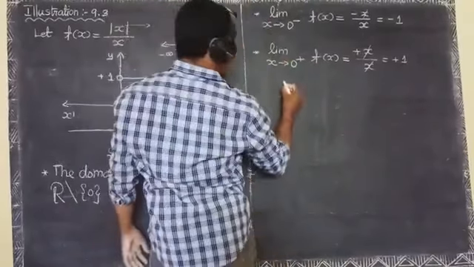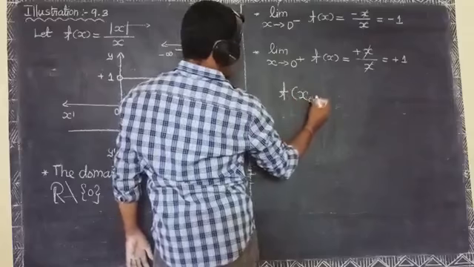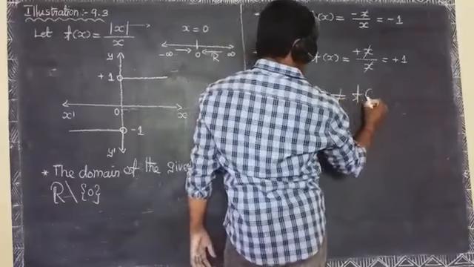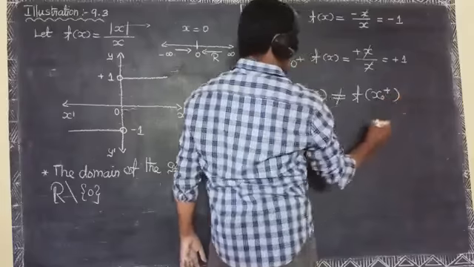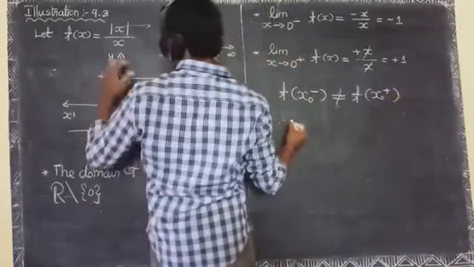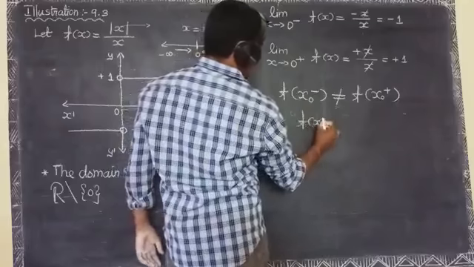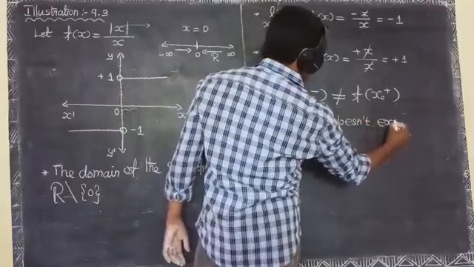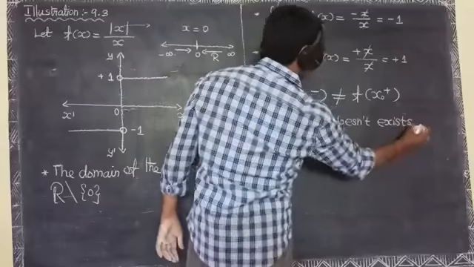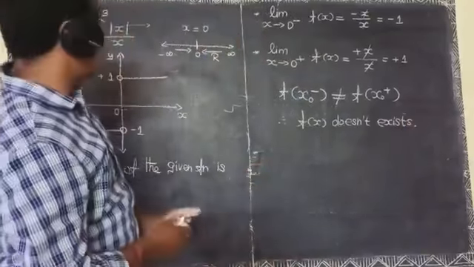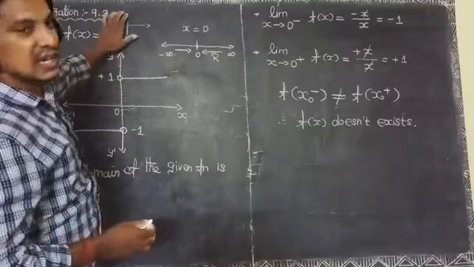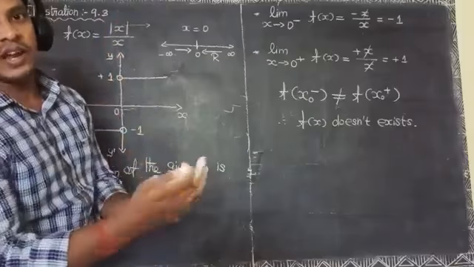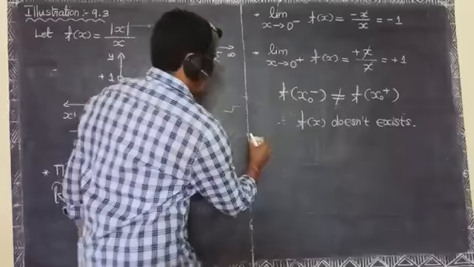Here the limit at x naught minus is not equal to the limit at x naught plus. Therefore the limit of the given function f of x does not exist. In the same function, we check another value.